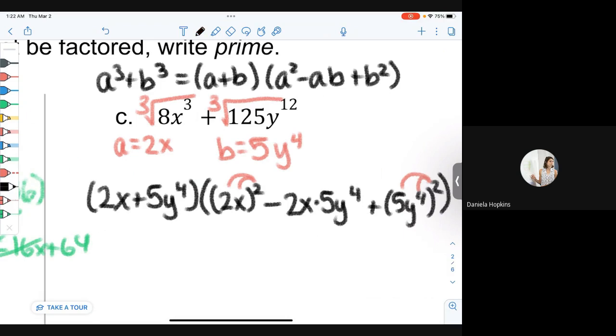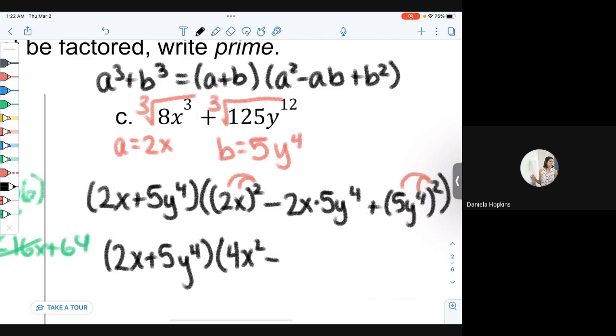So rewriting this, it would be 2x plus 5y to the fourth, and then my next part would be 4x squared, because that's that 2 squared, x squared, minus 2 times 5 is 10, y to the fourth, plus 5 squared would be 25, and then y to the fourth raised to the second. Remember, our exponent rule says that when you raise a power to a power, you multiply those exponents. So it should be y to the 8th. And that's my final answer for part C.